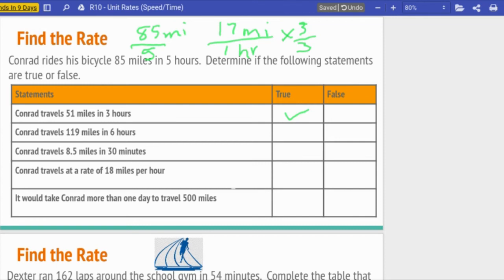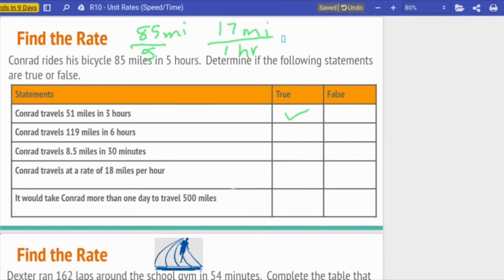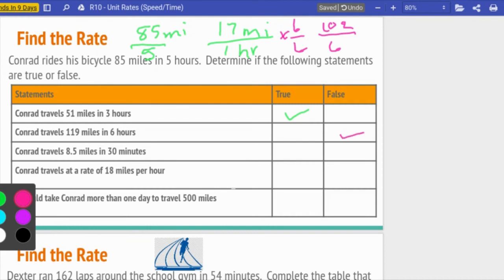Does he travel 119 miles in 6 hours? Well, I'm going to need to multiply this one then by 6 in order to figure that out. So 17 times 6 is 102. So 102 miles in 6 hours. So that statement would be false. He travels more than 119 miles. Or no, he doesn't travel 119 miles in 6 hours. He only travels 102.